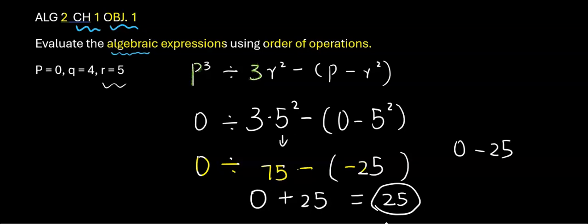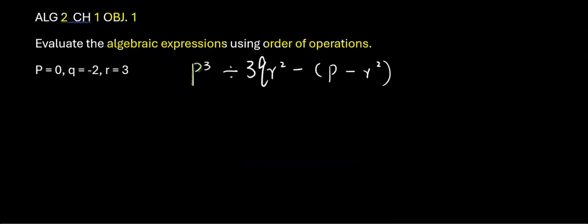All right, what if we change the question a little bit? We add a Q here, and we get a whole set of new values. Let P still be 0, that's fine. And Q is negative 2, and R is 3. We're going to use substitution, or sometimes you say, I'm going to plug it in.